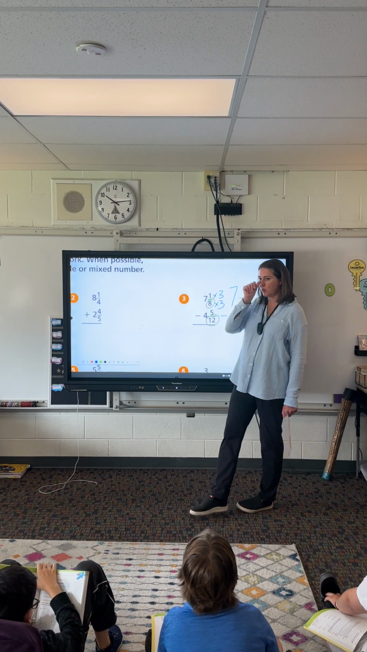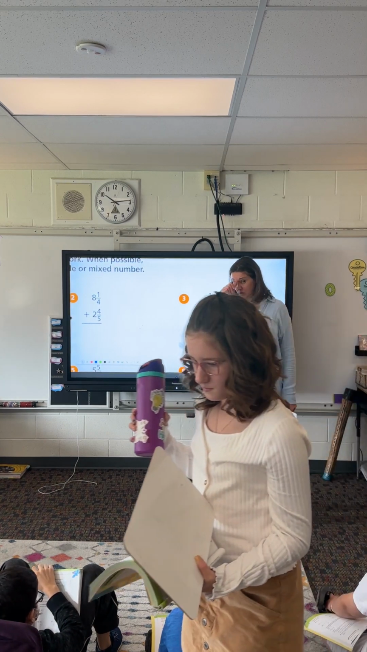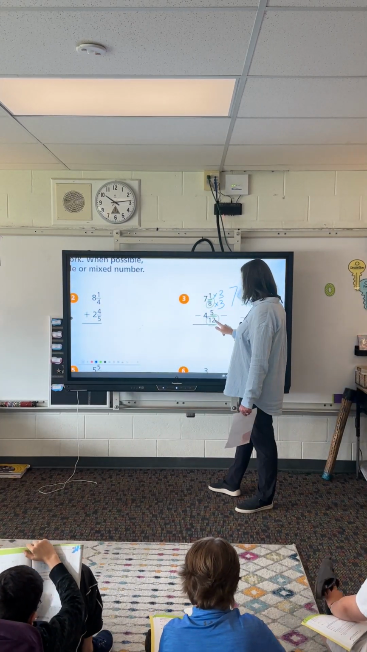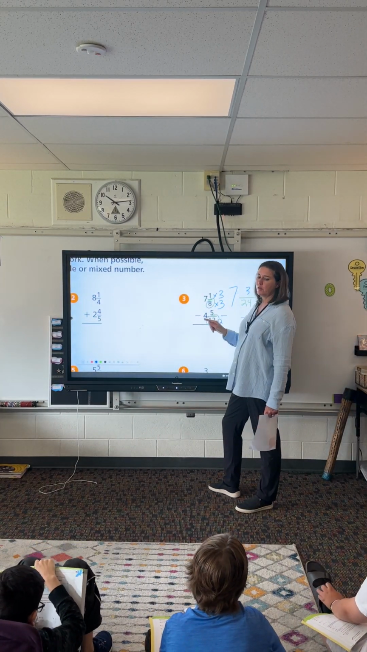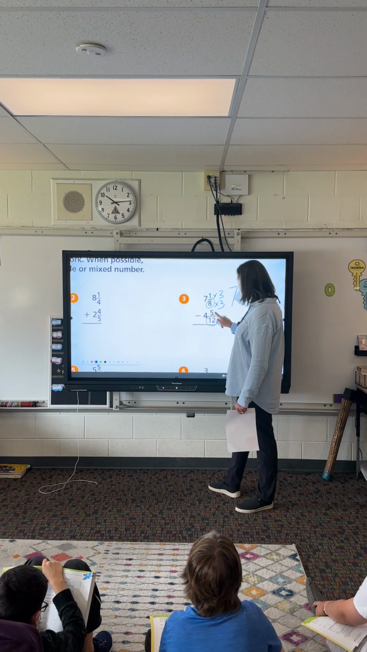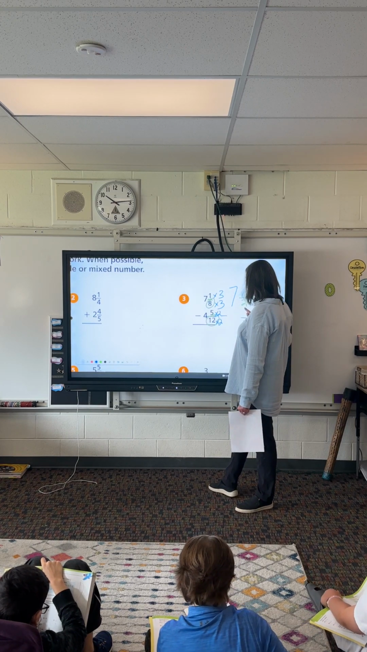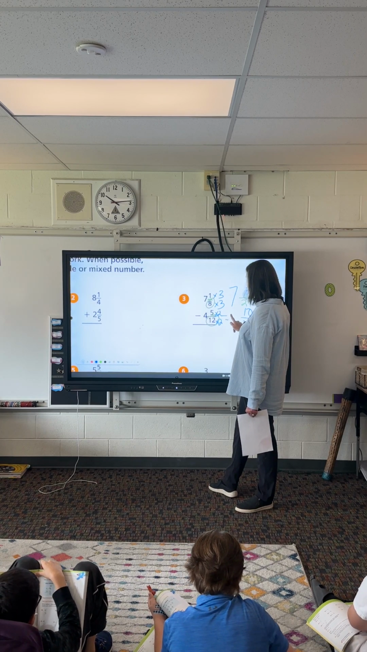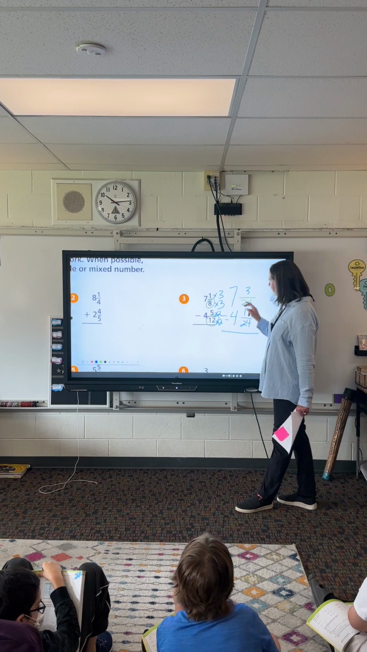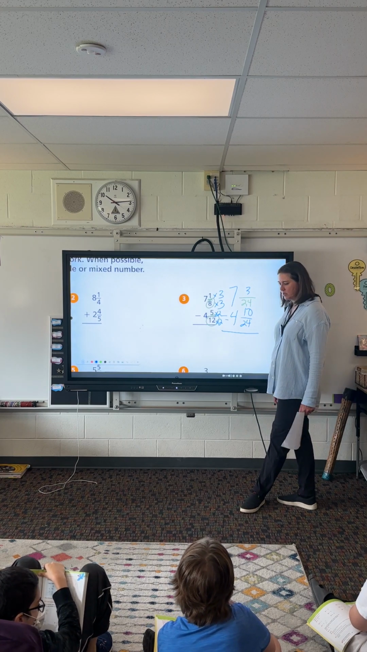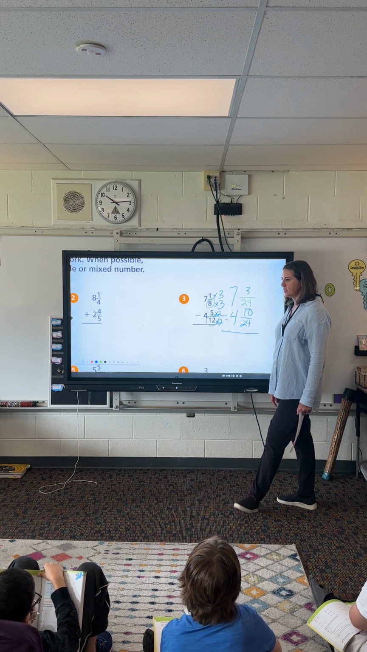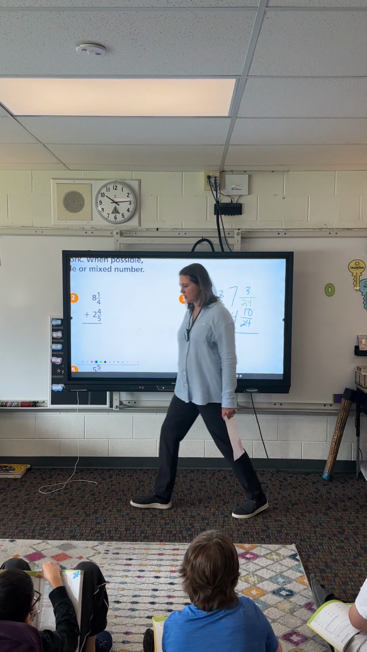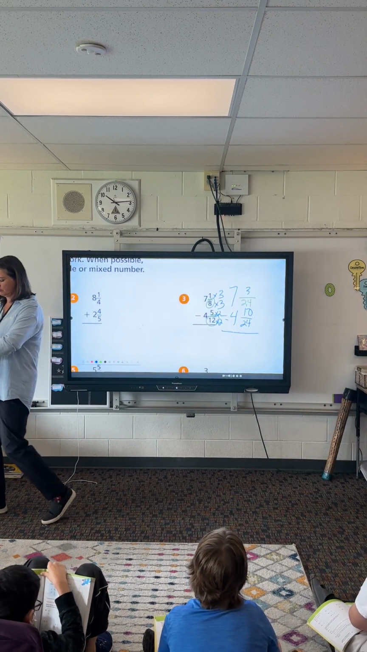Okay, so we are sticking with our 24s. How do we get from 12 to 24? Times it by 2. Okay, whatever we do to the bottom, we do the top. So we have 5 times 2 is 10. We have 4. All right, so now we have 7 and 3 24ths subtract 4 and 10 24ths. Please solve that.